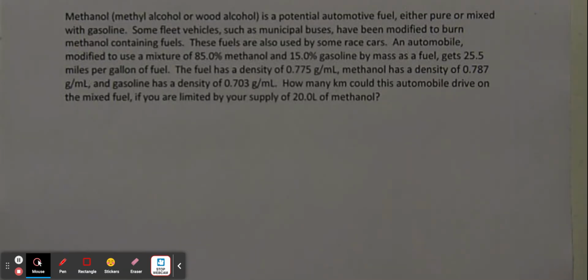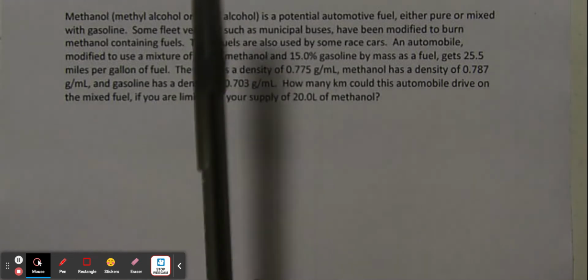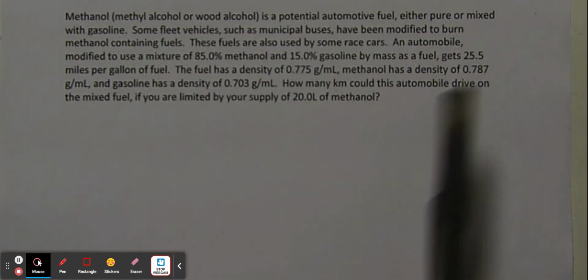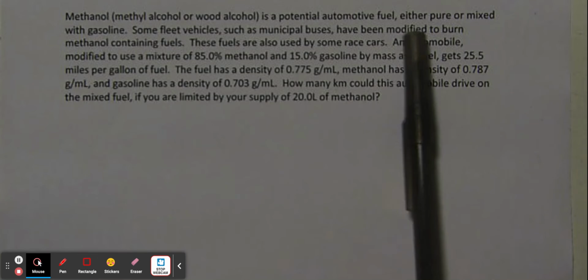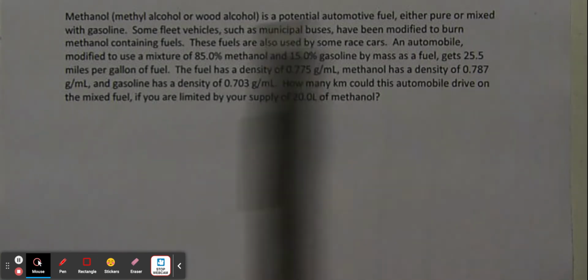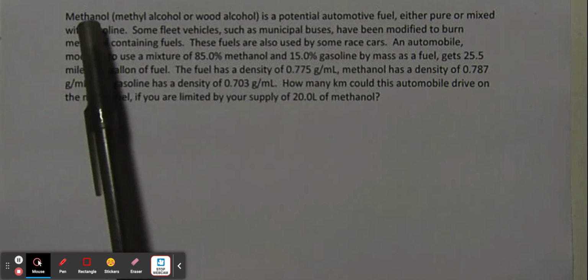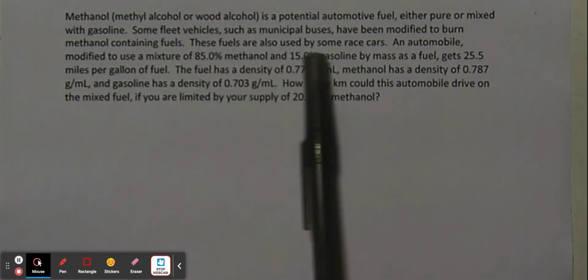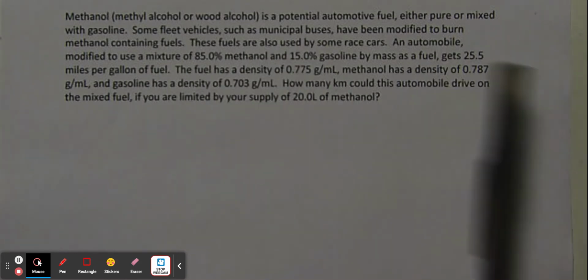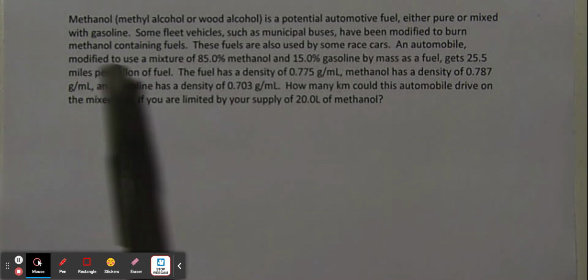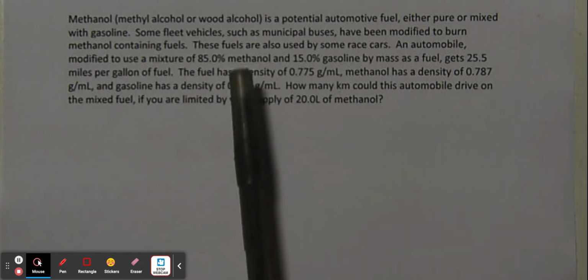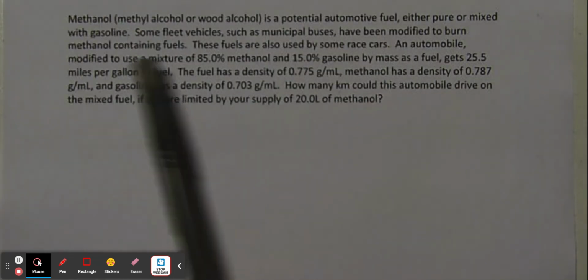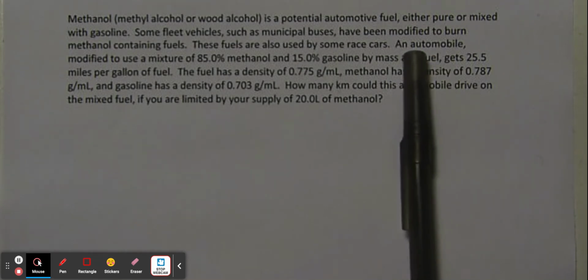Okay, so here's the problem. You're given methanol, which is methyl alcohol or wood alcohol, and they're telling you it's a potential automotive fuel, either pure or mixed with gasoline. So you can have methanol mixed with gasoline as a fuel. Some fleet vehicles, such as municipal buses, have been modified to burn methanol containing fuels. These fuels are also used by some race cars. So now they're giving you some background that's not really important. Now we're going to get into the problem.